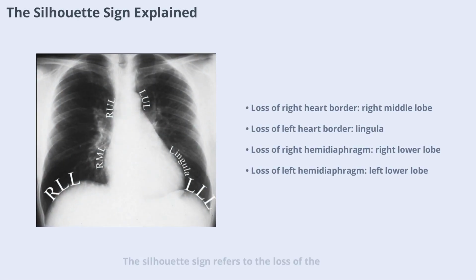The silhouette sign refers to the loss of the normal outline of soft tissue structures on a chest X-ray. This occurs when lung pathology, such as consolidation or collapse, is adjacent to a soft tissue structure and both have similar densities. For example, if the right heart border is lost, the pathology is likely in the right middle lobe. Recognizing which border is obscured helps localize the disease within the lung.